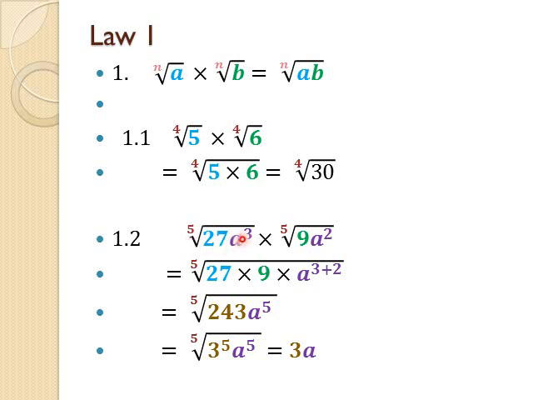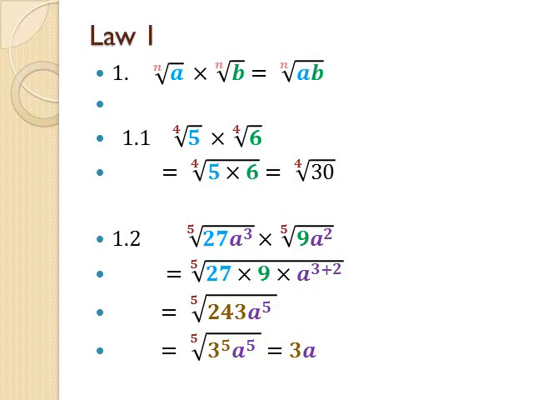Second example, with a variable. I have the fifth root of 27a cubed times the fifth root of 9a squared. So there, 27 times 9, a cubed times a to the power 2, bases are the same, we add the exponents. That gives me 243, a to the power 5, all under the fifth root. 243 can be expressed as 3 to the power 5, a to the power 5. So we say 5 divided by 5, which gives me 1, and 5 divided by 5, which gives me 1. So that's basically law 1.